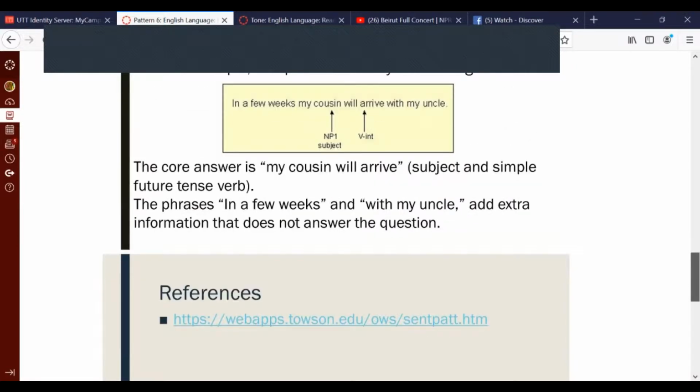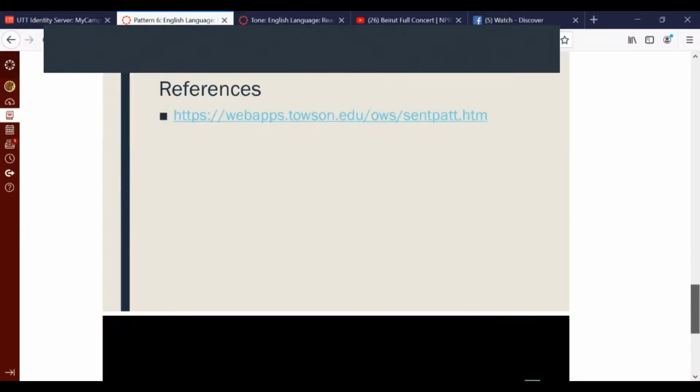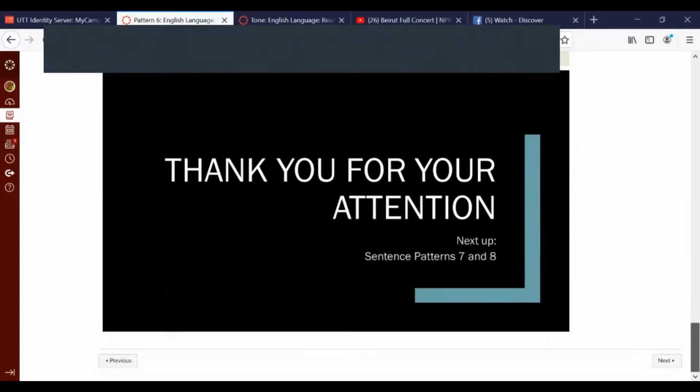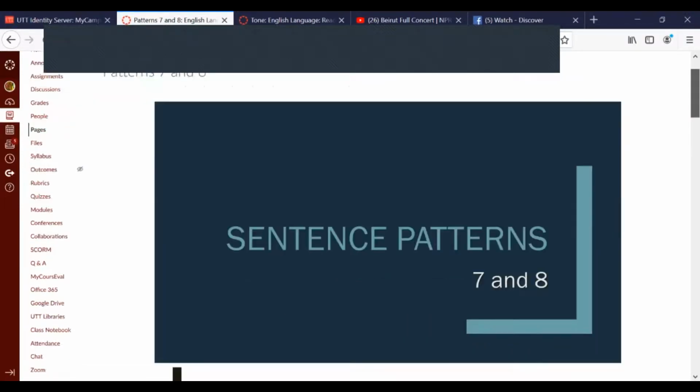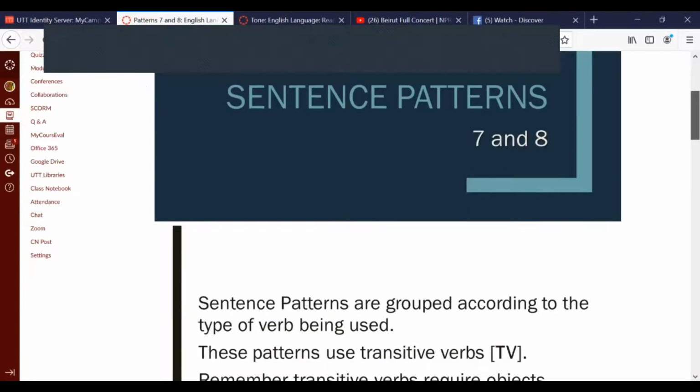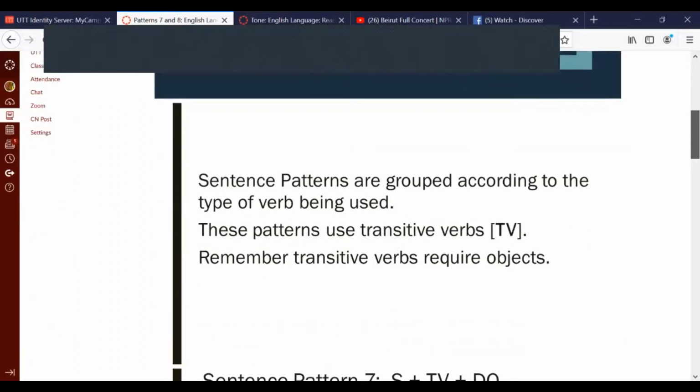If there's extra information in there, it's not necessary to the sentence. But as long as your sentence answers that core question, it is a complete thought. You can think of it as a complete thought. It has a subject, a verb, and it answers the question totally.